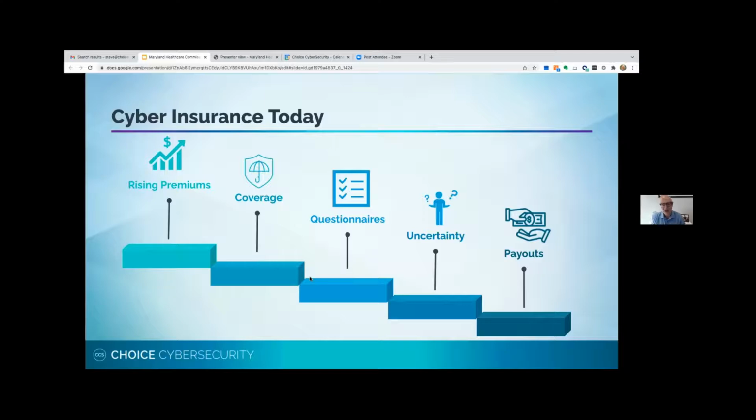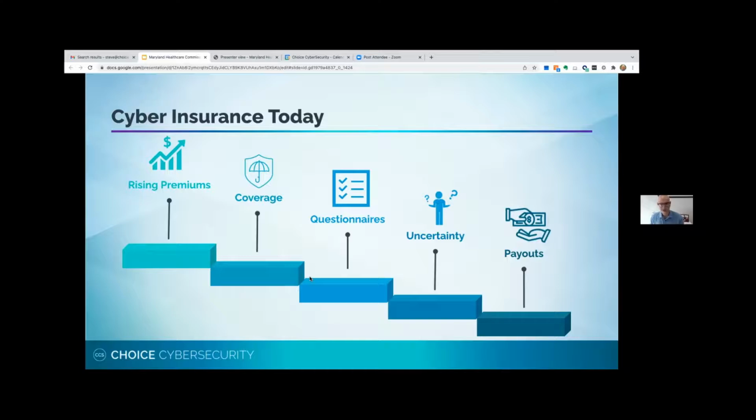And the reason is that the insurance companies are seeing a lot of uncertainty. The coverages vary from insurance company to insurance company. So we don't see any two policies that are exactly the same. So sometimes when a breach happens, it's covered. And sometimes when a breach happens, it's not covered. And you really don't know. But as we do more and more of these assessments, we're able to kind of predict up front to make sure we have the right coverage up front.